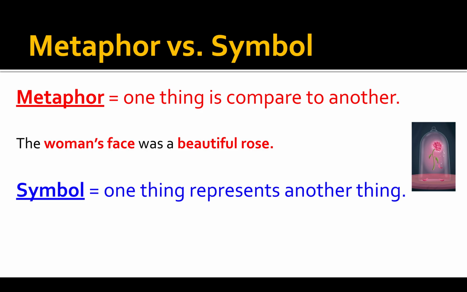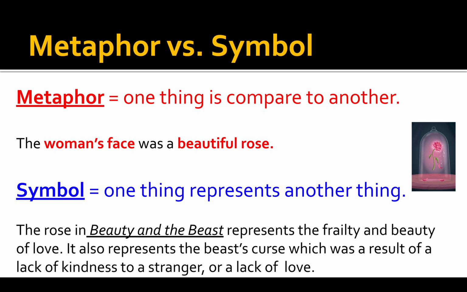A symbol is when one thing represents another thing. So we have the rose, but it's not being directly compared to something else. It's just representing an idea. So, for example, in Beauty and the Beast, the rose can represent the frailty and beauty of love. And it also represents the beast's curse, which was a result of his lack of kindness to a stranger or a lack of love. So it makes sense that when it falls and it's getting destroyed, his chance for love and becoming back to his original beauty is diminishing.